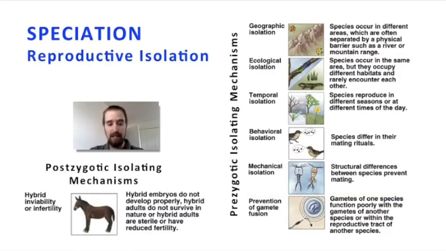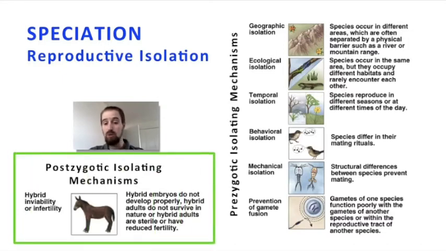Postzygotic isolating mechanisms are those that prevent hybridization between two groups even when they are able to interbreed, hence postzygotic, or after zygote formation. Fertilization does occur, but for a variety of reasons the resulting offspring cannot breed itself, or is simply inviable. The horse plus donkey equals mule example is one example of a postzygotic isolating mechanism. Horses and donkeys can interbreed and do produce offspring, but the mule that is produced is sterile and cannot produce offspring itself.